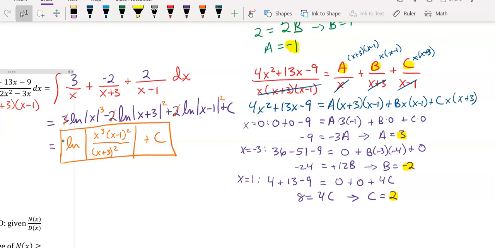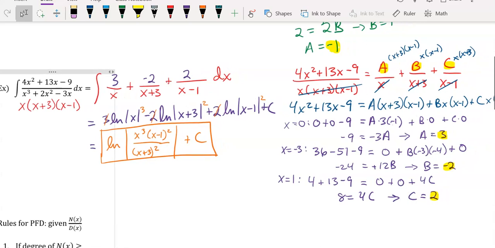So that's another method for partial fraction decomposition. I'm going to pause here and I'll be back.